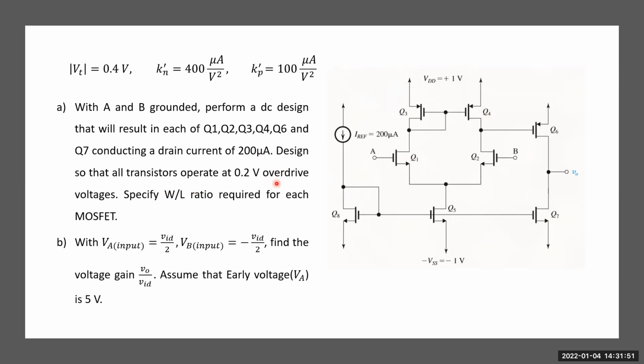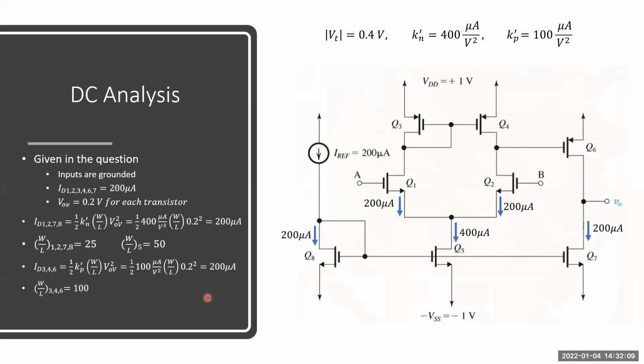It means that VGS minus VTH equals 0.2 volt. We are going to find the W over L ratio for each MOSFET. In the second part, we are going to find the small signal voltage gain, and we are going to assume that early voltage is 5 volt. Let's start with DC analysis.